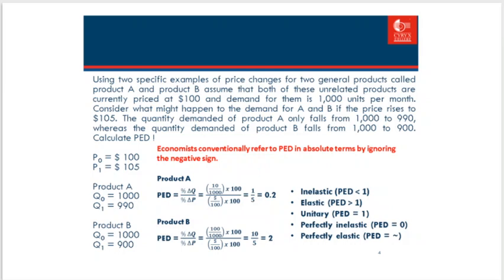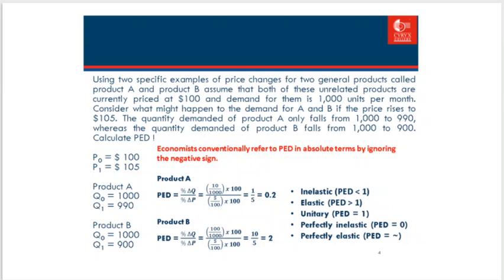Using 2 specific examples of price changes for 2 general products called product A and product B, assume that both of these unrelated products are currently priced at $100 and demand for them is 1,000 units per month. Consider what might happen to the demand for A and B if the price rises to $105. The quantity demanded of product A only falls from 1,000 to 990, whereas the quantity demanded of product B falls from 1,000 to 900. Calculate PED.